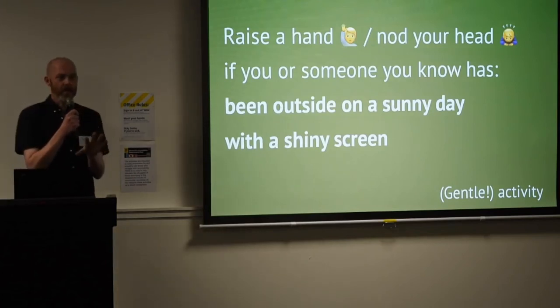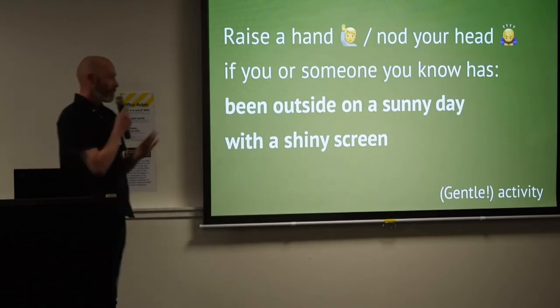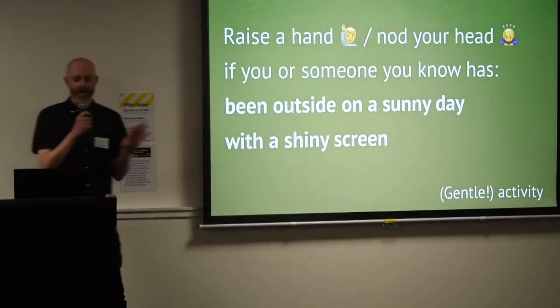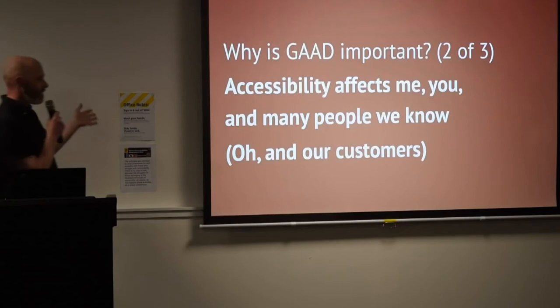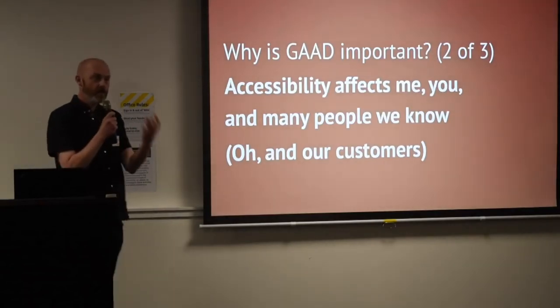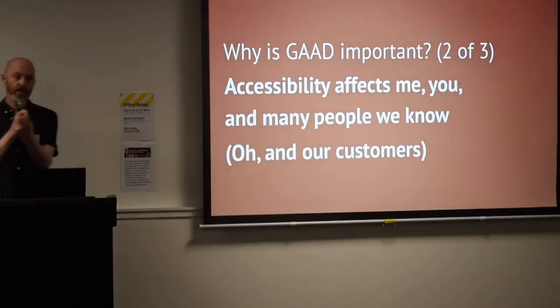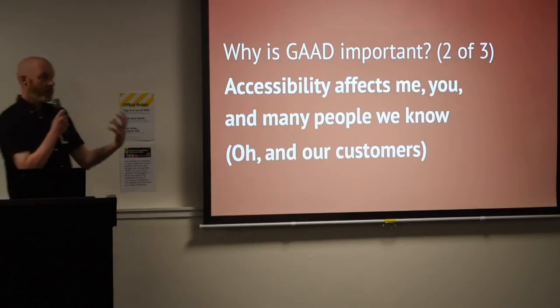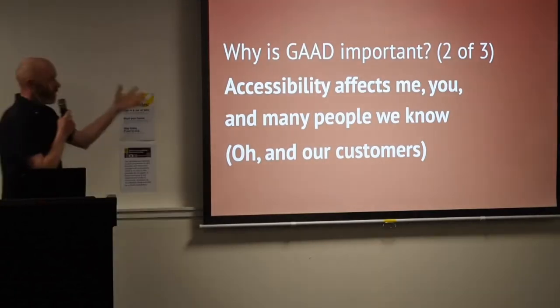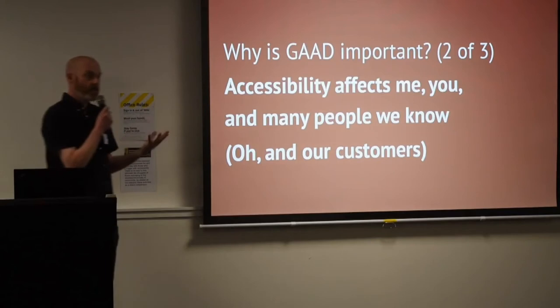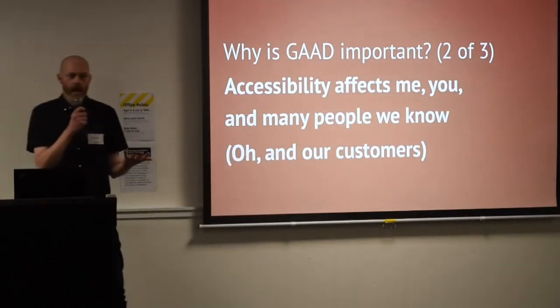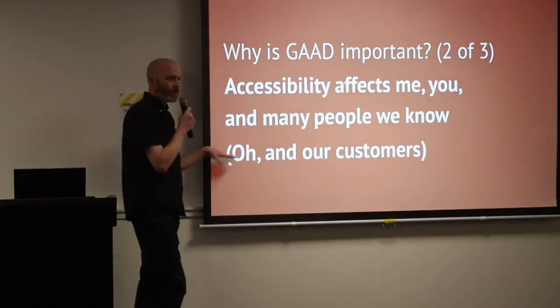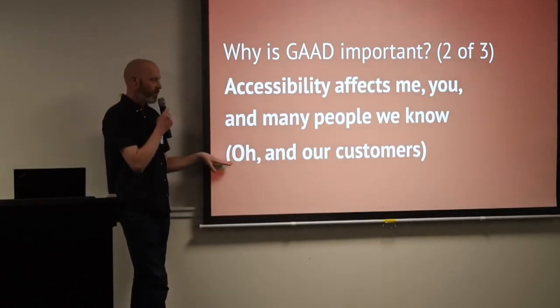I know it's hard to remember, and we do live in Wellington, but we see occasional sun, and it's like, oh, I can't, what is this thing? So hopefully you saw that was a bit of a spectrum, right? A visual ability coming into conflict with a barrier creates some form of disability. Why is it important? Because accessibility affects me, affects you, and it affects lots of people. And apparently I should include this bit sometimes as well, because it's good for business, which is true.